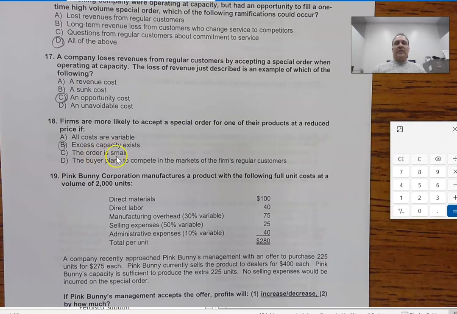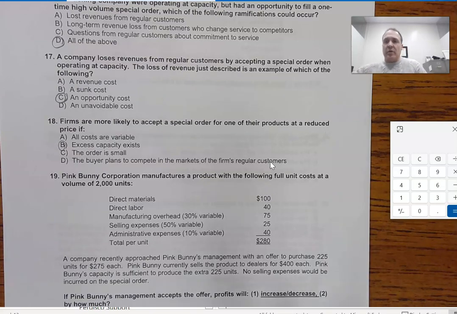The order is small. This is actually a potential reason to not accept it because it's just not worth our while. And then the buyer plans to compete in the markets of the firm's regular customers. Yeah, that's not going to go over very well with our regular customers. So let's say that we had excess capacity. Okay, we have the excess capacity, but this person that's not a regular customer is going to then compete with our customers. Well, I'll say this, if you do that, you better hope your regular customers don't find out. But here's the catch, they will. So B is definitely the answer.